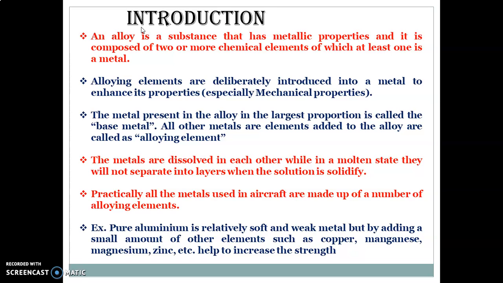Take the example of salt in water. The salt dissolves in the water, and the solution we get is homogeneous. We cannot identify different layers of salt and water. But if you take the example of a layered structure, like plywood, when we observe the cross section of plywood, we are able to identify different layers. Whenever we consider an alloy, it does not have such different layers; the metals are dissolved in each other while in molten state, and they will not separate into layers when the solution is solidified.